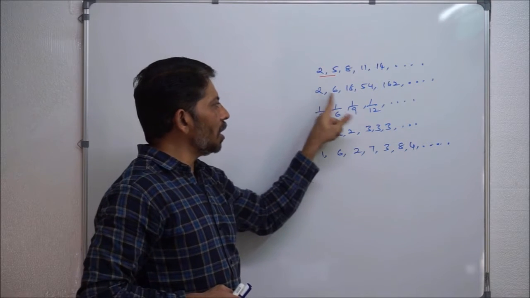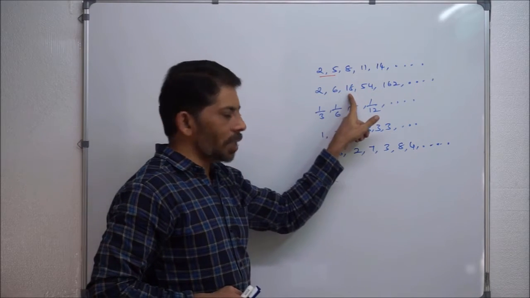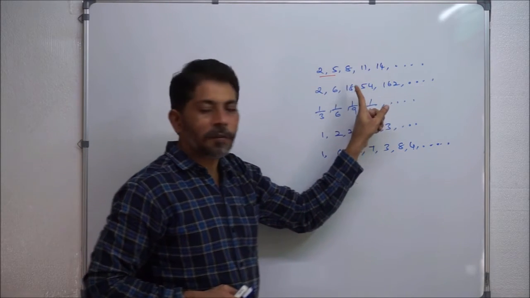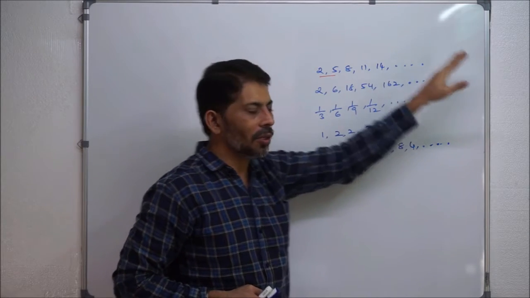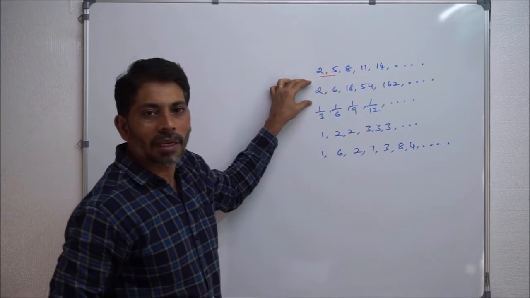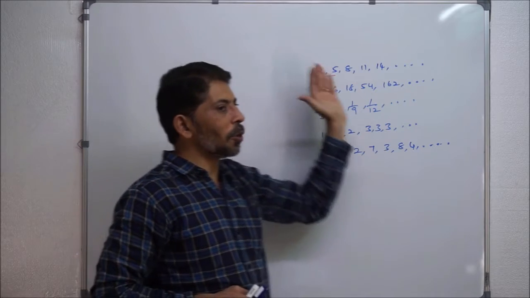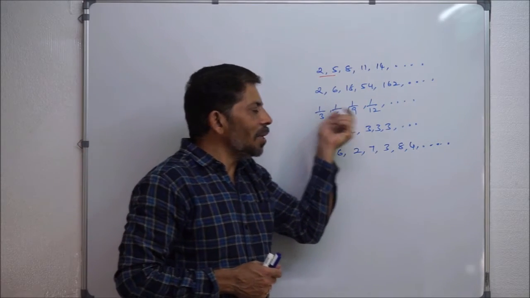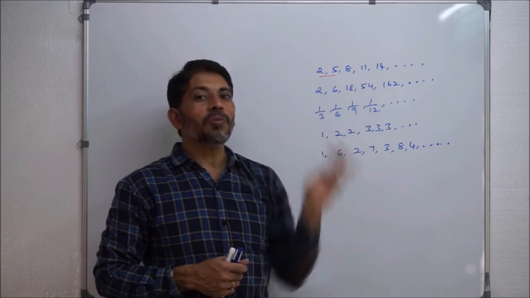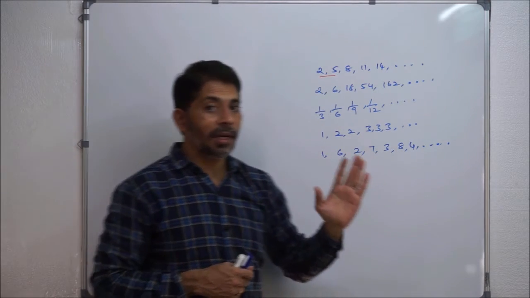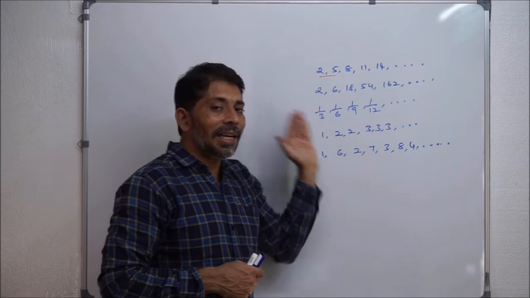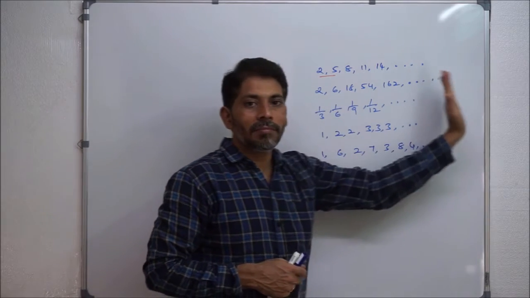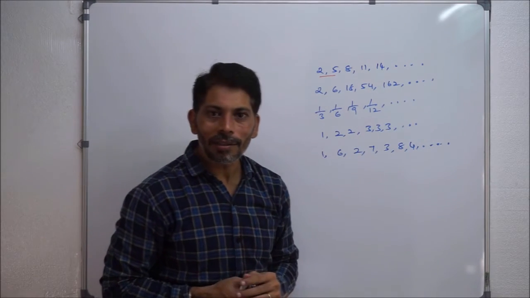Now here 2 into 3, 6. 6 into 3, 18. 18 into 3, 54. 54 into 3, 162 and so on. Here even in this sequence also it is progressing in a definite manner. Now even here if you observe, the denominators are increasing. Here progress means it may increase or it may decrease, but the increase or decrease follows a definite rule.